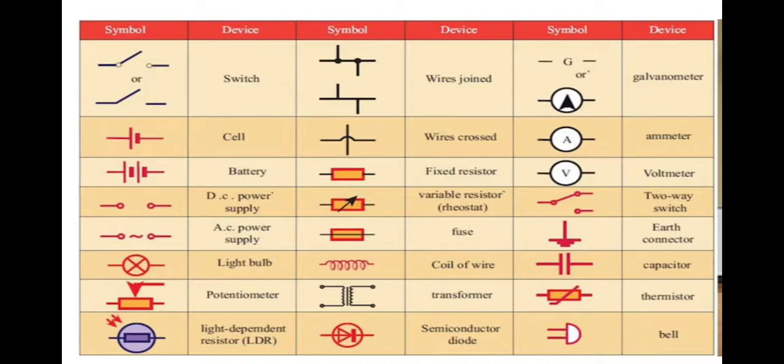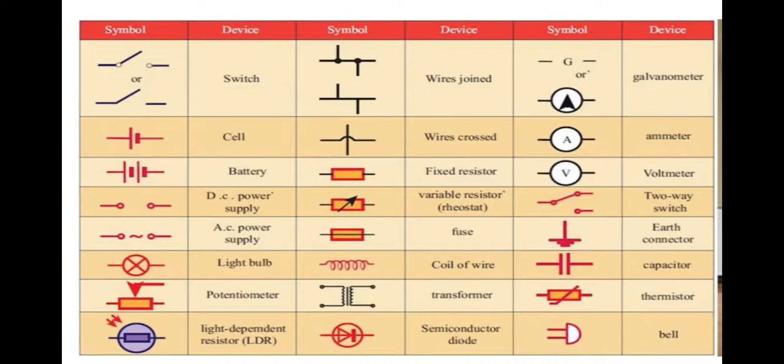The next one is for variable resistor or rheostat. It is used to regulate the current without changing the voltage source. And the next one is the symbol of fuse. It is a wire which has a low melting point. When a huge amount of current flows through the wire, it starts melting and it protects the electrical appliances.